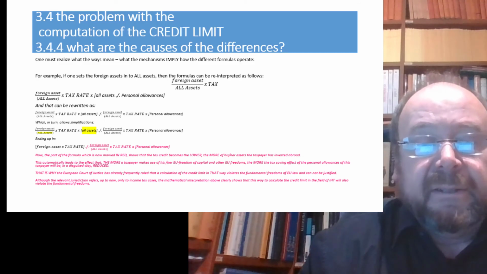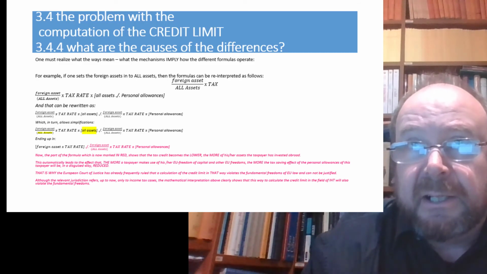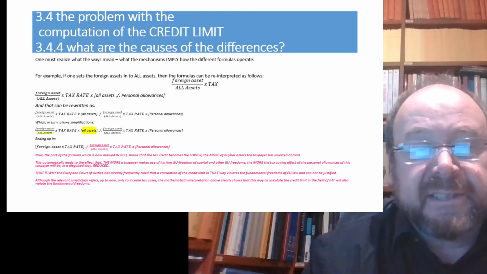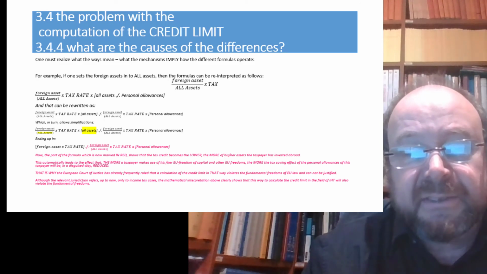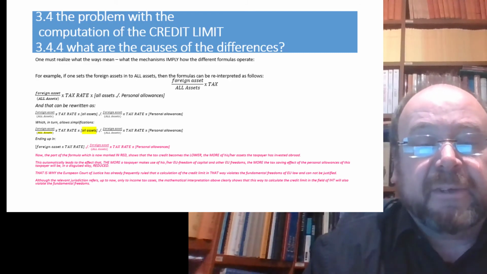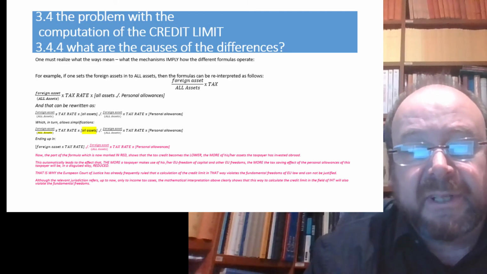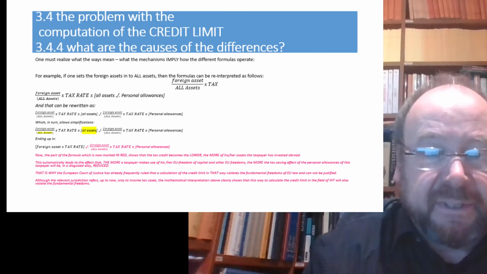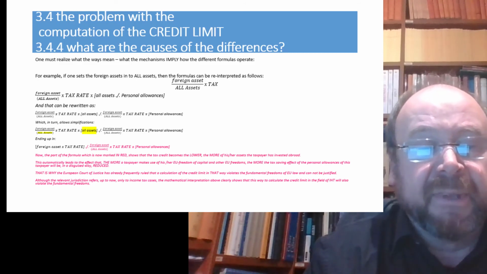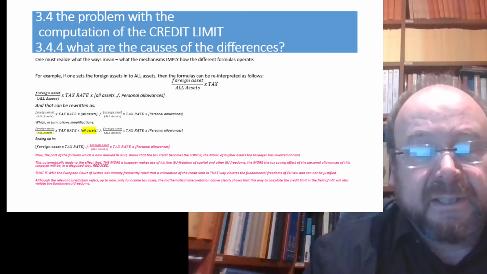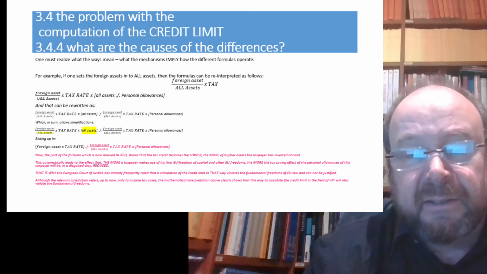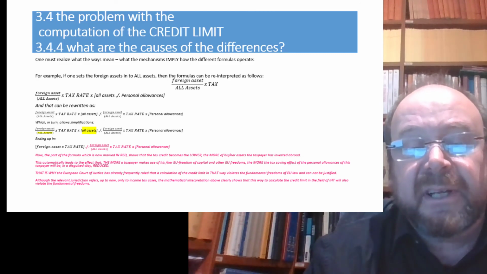That can be by the solution of that brackets be transformed into foreign assets divided by all assets, so the fraction, times the tax rate times all assets, minus same fraction times tax rate times personal allowances. That allows a simplification. Here, where the things are marked yellow, these can be eliminated against each other. So you have foreign asset times tax rate, and then minus a factor foreign asset by all assets times tax rate times personal allowances.